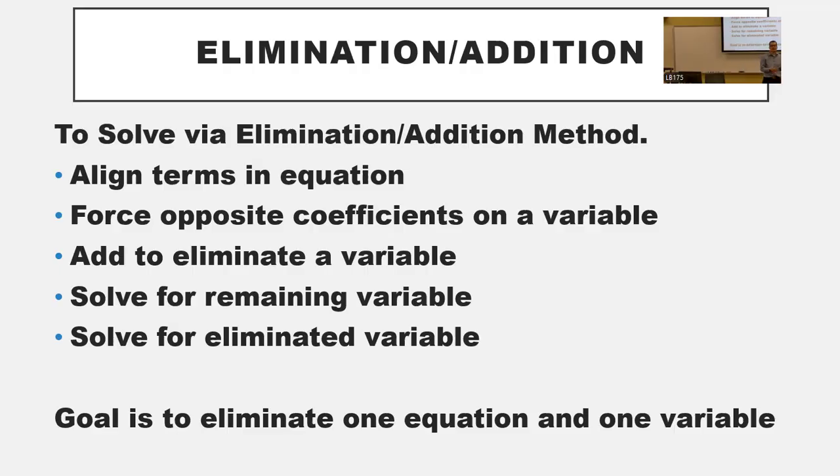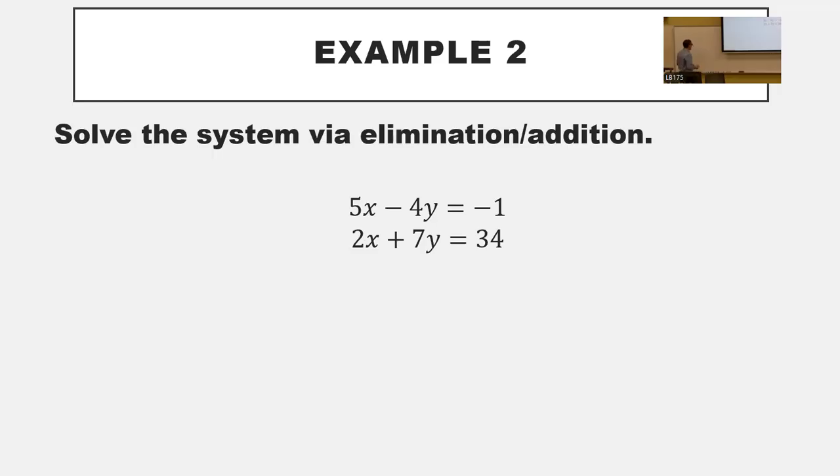We solve for whatever variable remains. And then we plug that back in and solve for the eliminated variable. Now, the goal of the elimination method is to go from two equations with two variables down to one equation with one variable. That'll be a theme we'll do later when we get to three equations with three variables. I'll just do one of these as well. I'm sure you've seen this process before.